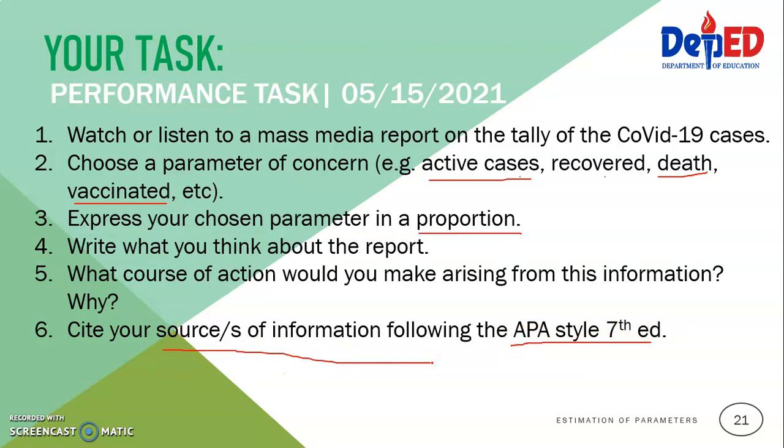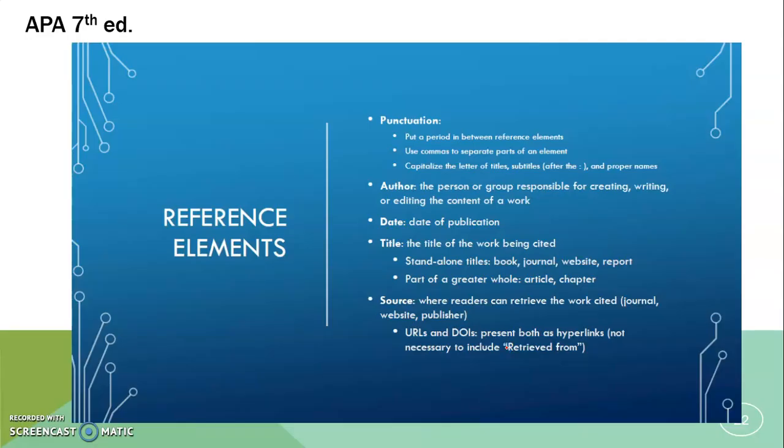It should not be just a link that you give, but you have to follow the format. I presented here the reference elements. The author, the date, the title, and the source should be present. You can browse the internet to reference APA 7th edition. 7th edition seems to be the latest for APA.